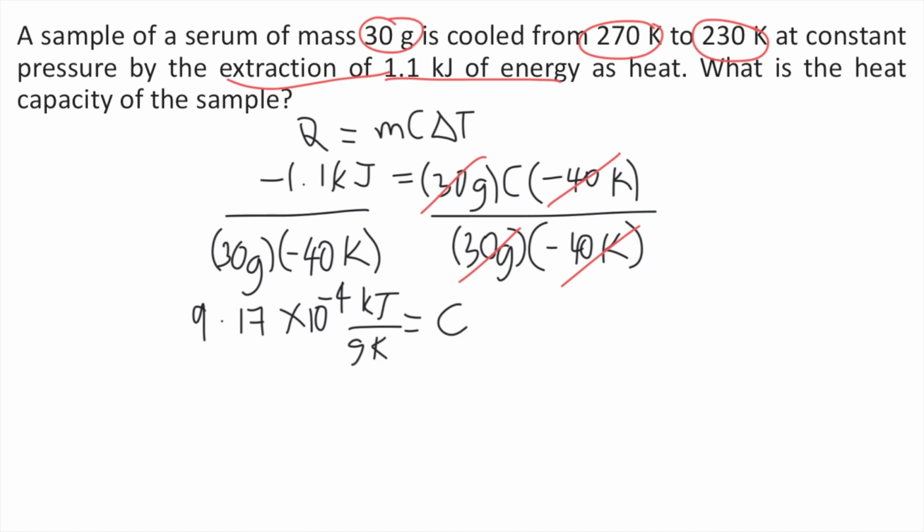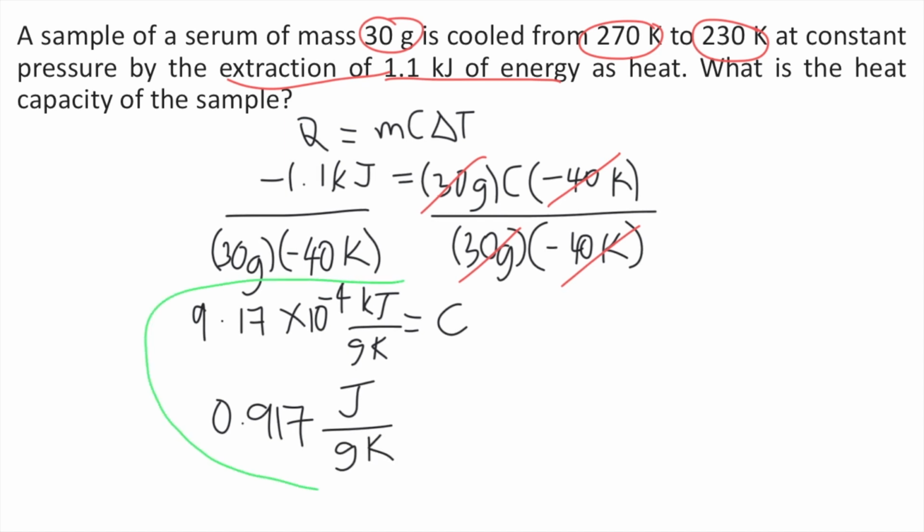Or if you want to convert it into joules per gram Kelvin, all you need to do is multiply it by 1,000. If you multiply your answer by 1,000, you will get 0.917, and then the units become joules per gram Kelvin. So either of these two is the answer. It depends on what unit you want your answer to be.